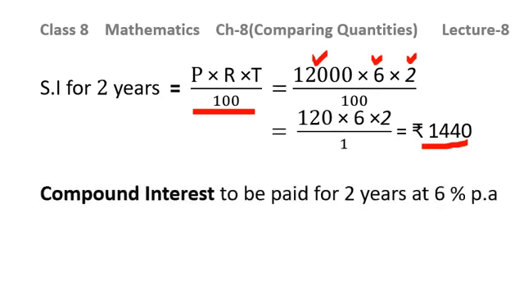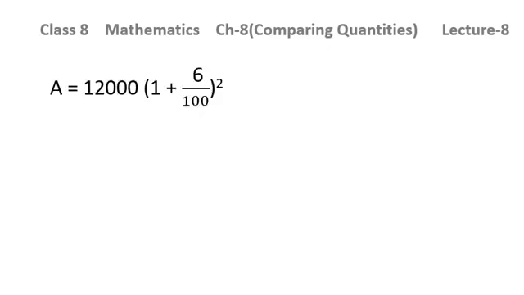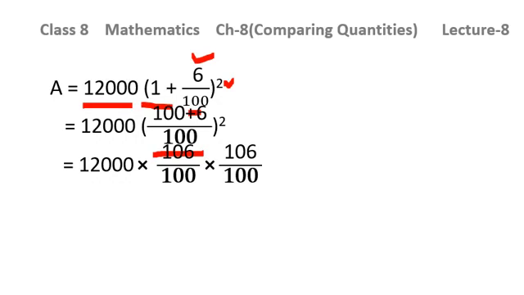Now compound interest is to be paid for 2 years on the same principal. So principal is 12,000. Rate is 6% per annum, time is 2 years, but here we are supposed to calculate the compound interest. So we know the formula of compound interest. Amount is equal to principal into (1 plus R over 100) raised to the power n. This is the formula we know. So after solving the bracket, you will be getting (100 plus 6 over 100) raised to the power 2. Then 106 over 100 into 106 over 100 will be written 2 times, because the power or the time is given to you as 2 years.